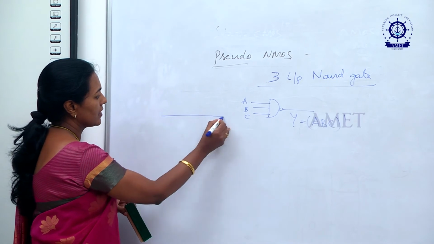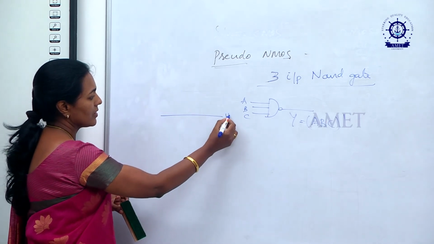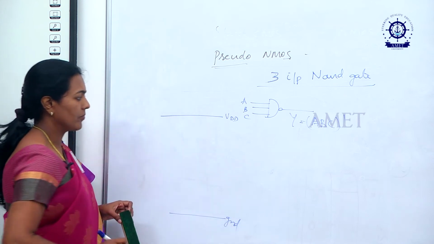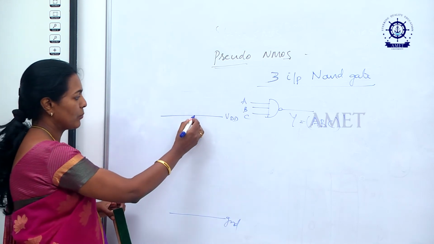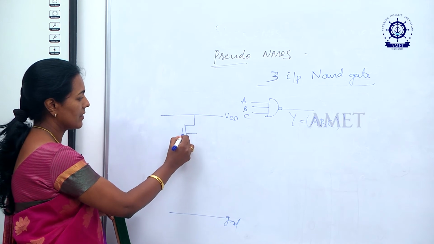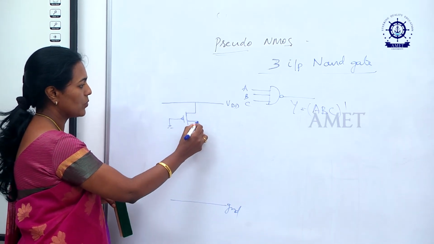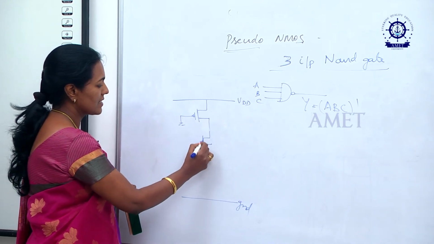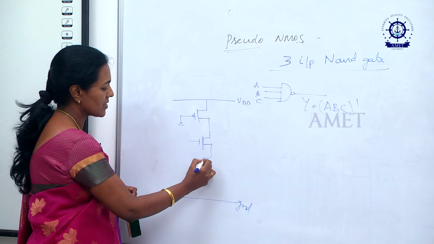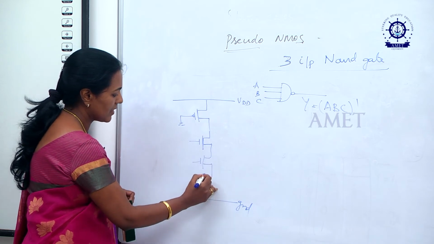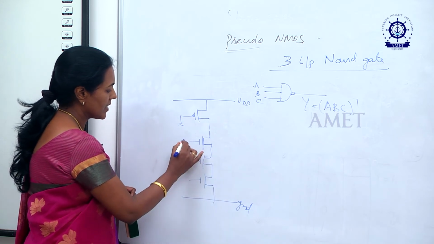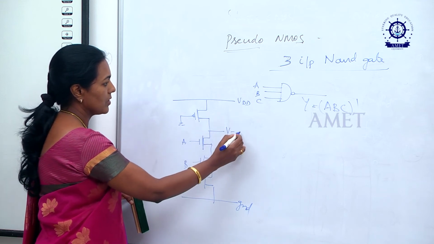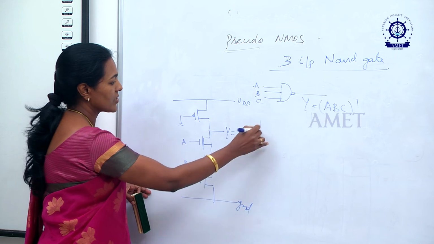We can draw the structure, draw a VDD rail, ground rail, then draw one PUN, pull up network, which must be the PMOS. It has to be grounded, and the A, B, C transistors have to be connected in series. They are all NMOS transistors. These transistors will be connected in series. A, B, C, output you can take Y is equal to (ABC) the whole dash.